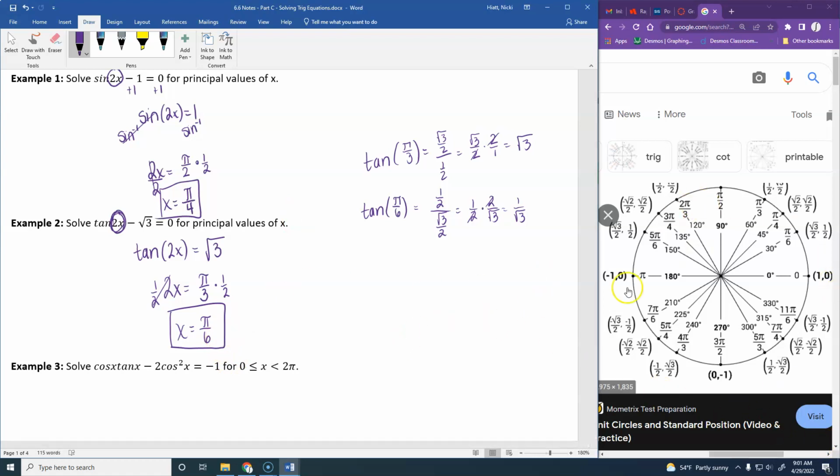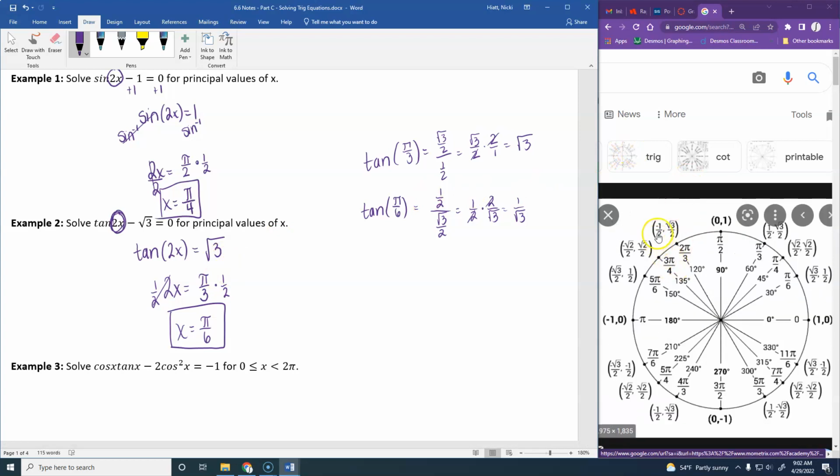So we've got to think about, is there anywhere else that tangent is going to equal the square root of 3? It will not happen at 2 pi over 3 because you're going to get a negative square root of 3 there. It will not happen right here at 5 pi over 3 because you'll get a negative there. But right here at 4 pi over 3, I will have negative square root of 3 over 2 divided by negative 1/2, which will give me a positive square root of 3.